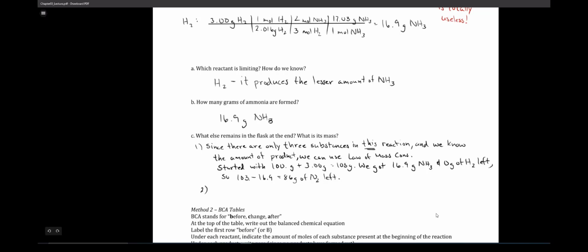And that is you just find the amount of excess reagent used up. By the way, we use excess to represent the word excess. And then we subtract it from the starting amount.